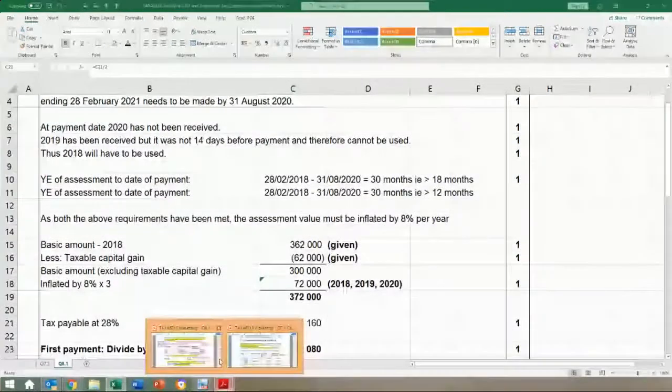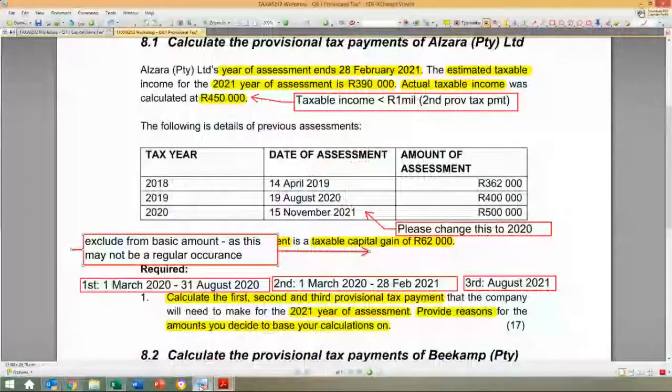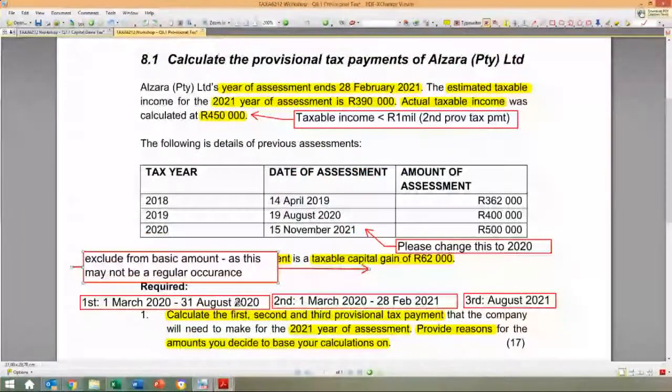Now, if we move on to the second payment, let's quickly see what the second payment would be. We say the second payment would happen on the 28th of Feb 2021. Now, we would have already submitted the 2020 tax return because that was submitted 15 November 2020. It's older than 14 days, so we can actually use it. That would mean we do not have to increase it because it's the most recent one. It's less than 12 months old. So we use the basic amount of 500,000.